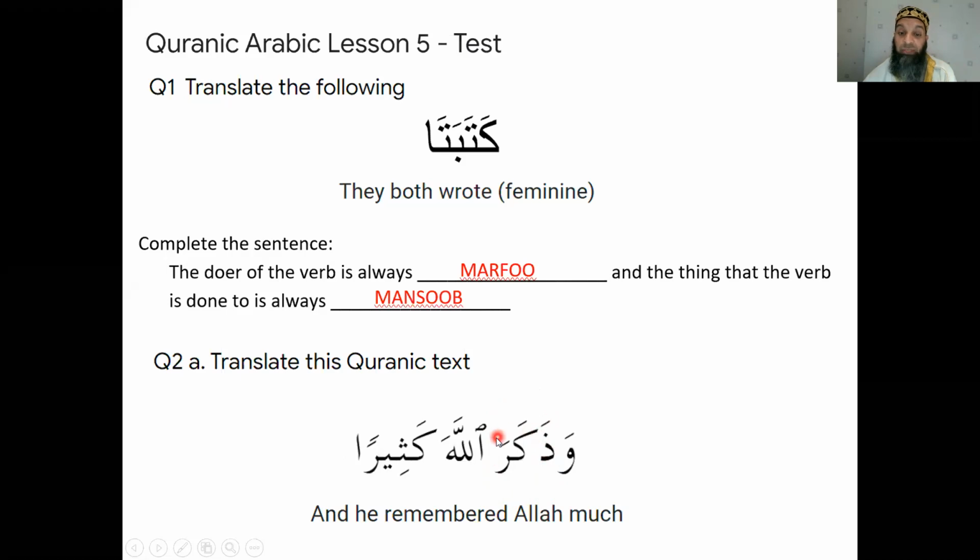Look to see if you can see a marfu word next. Who's remembering? We don't know yet. Just from this part of the verse, we don't know who's doing the remembering. Let's see if we can find out who's doing the remembering. Is Allah doing the remembering?